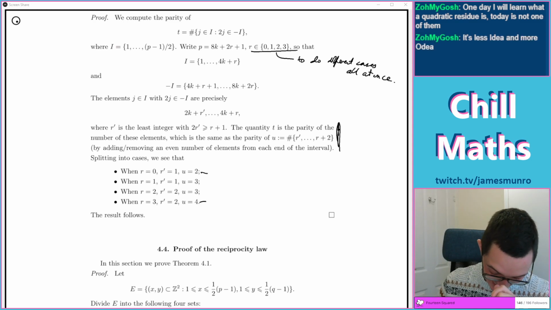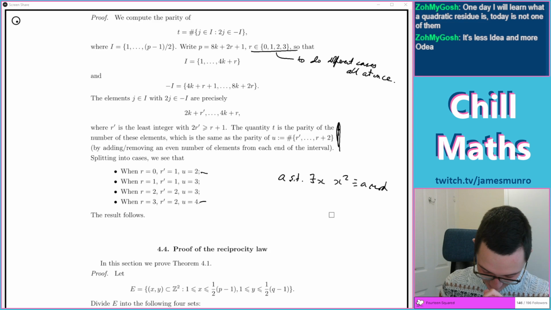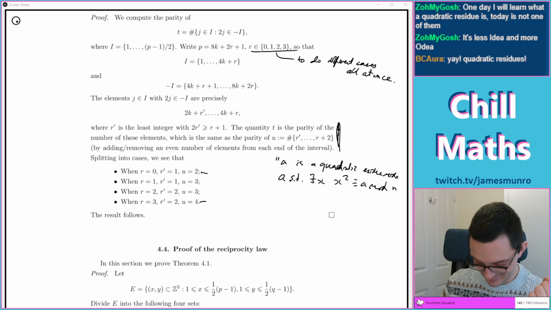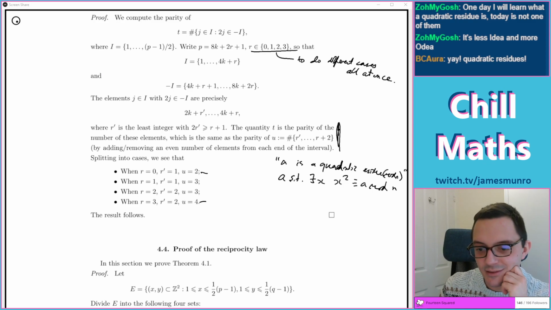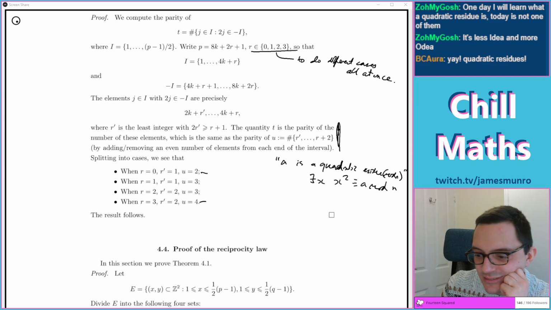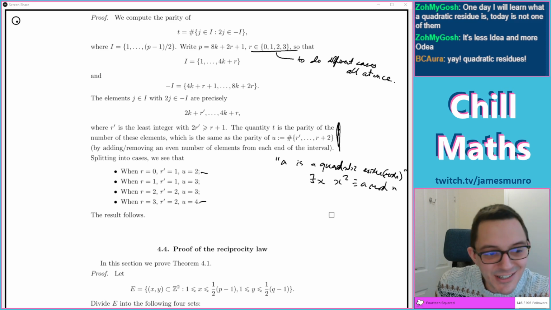This should be nice, right? A is a quadratic residue mod n if there exists an x such that x squared equals a mod n. That's what it means for a to be a quadratic residue. Nice. Yeah, quadratic residues are fun.